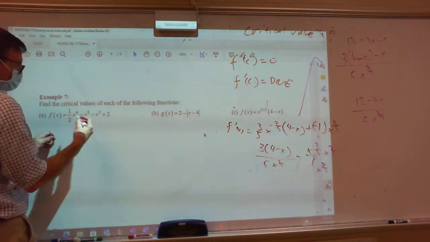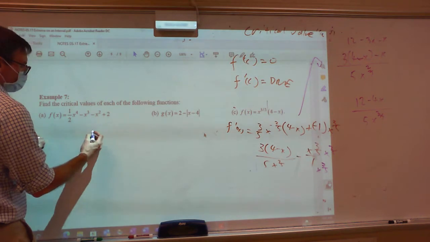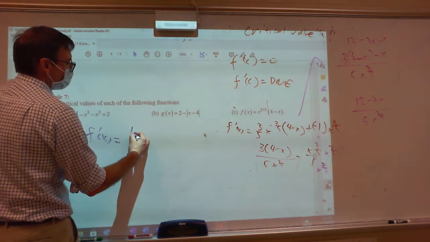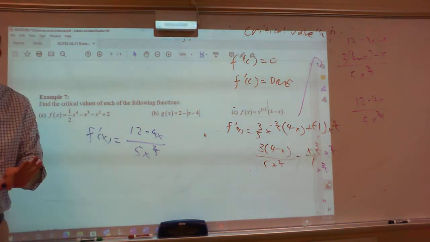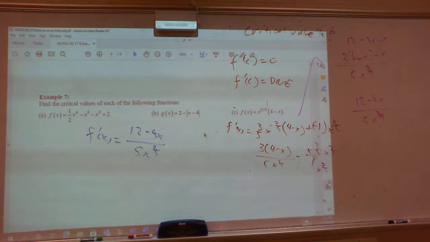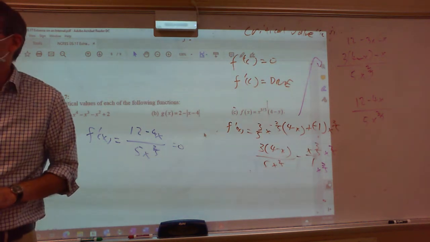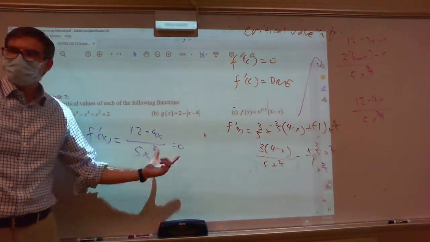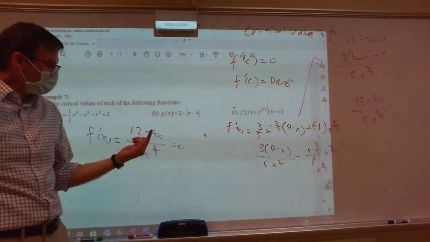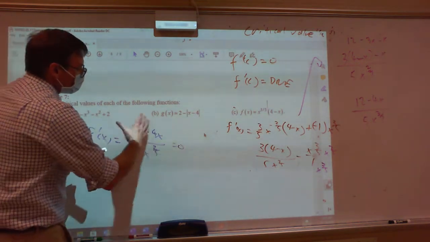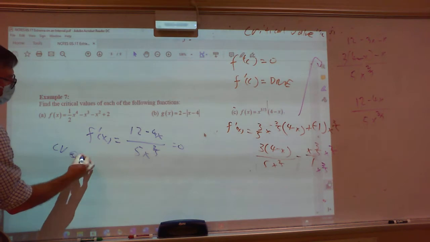So, what does it tell us? Here's our derivative. I have f prime of x is equal to 12 minus 4x over 5x to the 2/5. Is there a place where the derivative is 0? Can I set that equal to 0? Yes. If I set that equal to 0, what x value gives me a derivative of 0? When you set a fraction equal to 0, you set the top equal to 0. So x is 3. Is everybody okay with that? When I set the top equal to 0, I get a critical value at x is equal to 3.